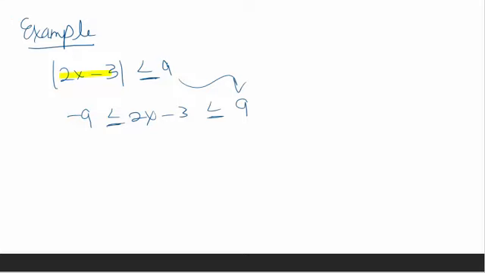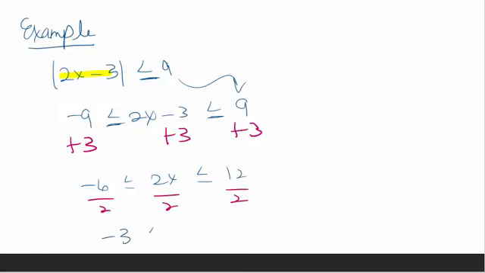Okay, and then this is an inequality that we know how to solve. So I would add 3, and I get negative 6 is less than or equal to 2x is less than or equal to 12, and divide by 2. Or negative 3 is less than or equal to x is less than or equal to 6. In interval notation, that's from -3 to 6.